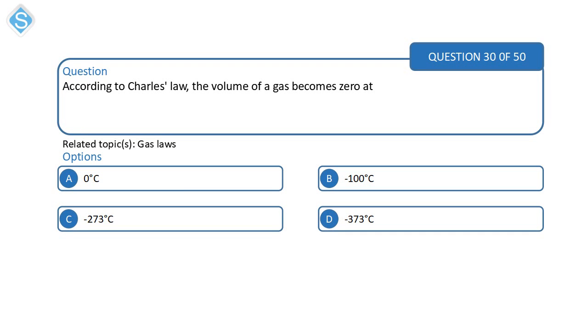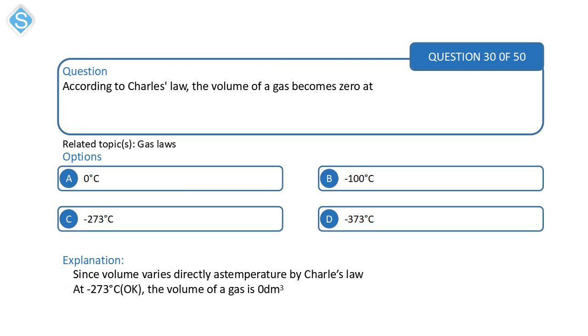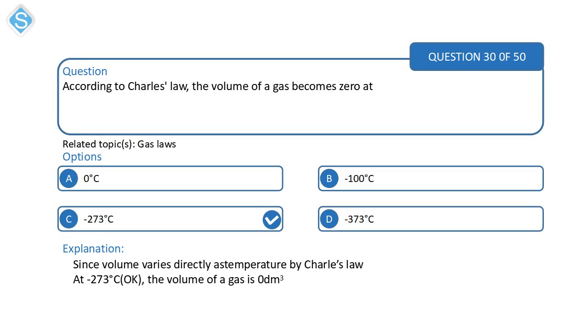According to Charles' law, the volume of a gas becomes 0 at minus 273 degrees Celsius. Why? Because if you convert this minus 273 degrees Celsius to Kelvin, you are going to add 273, meaning minus 273 plus 273, and that will be equal to 0 Kelvin. Now in Charles' law, the volume varies directly as what?